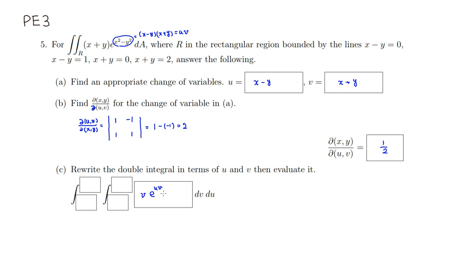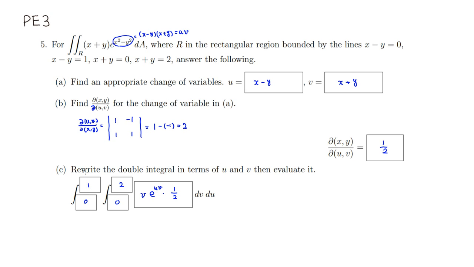Then we have to multiply by the Jacobian. We have to take the absolute value, but in this case it's already positive, so we don't really have to do anything. So it's going to be 1/2. That's the Jacobian there. Then the bounds are pretty easy to do. Here we have a v. v is going from 0 to 2. Then u is going from 0 to 1.